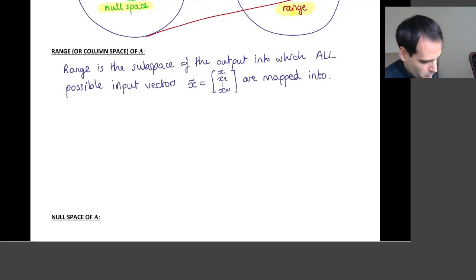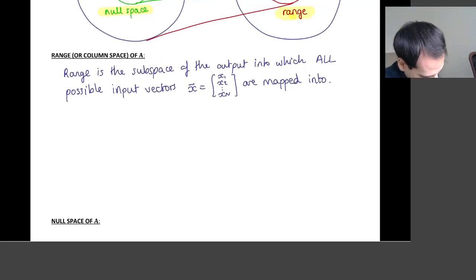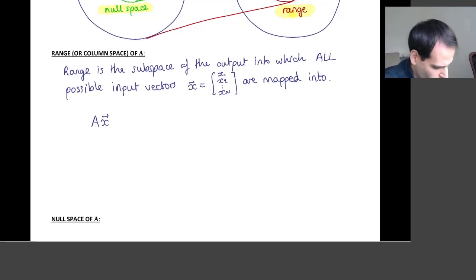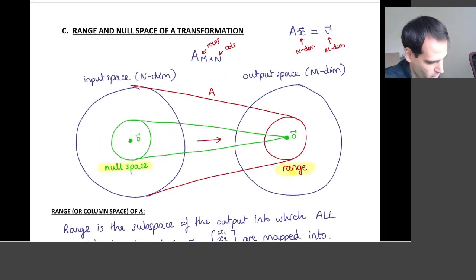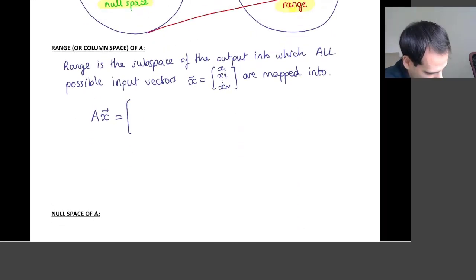So we could say that the range is the subspace given by A times X for every possible vector X, right? So we are applying the transformation A to an input vector X. So if we consider every possible input vector X, then A times X is the range. So how could we write it? Actually, notice that A is a matrix that has m rows and n columns. So let's write the n columns here: C1, C2, up to Cn.